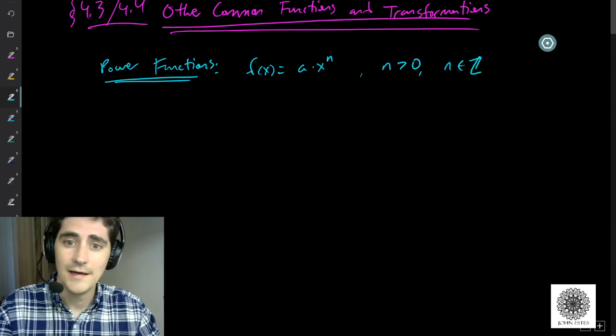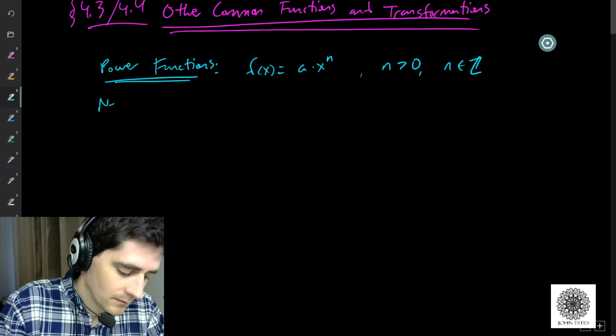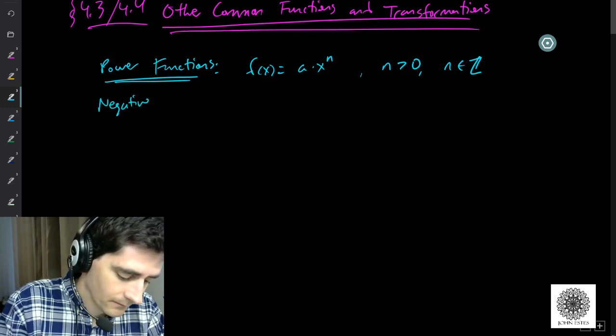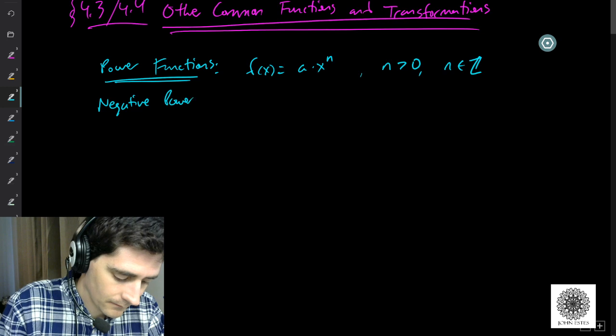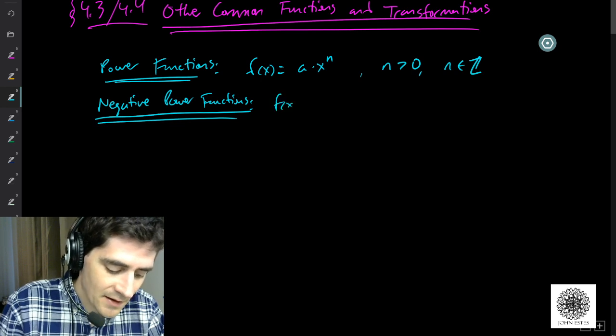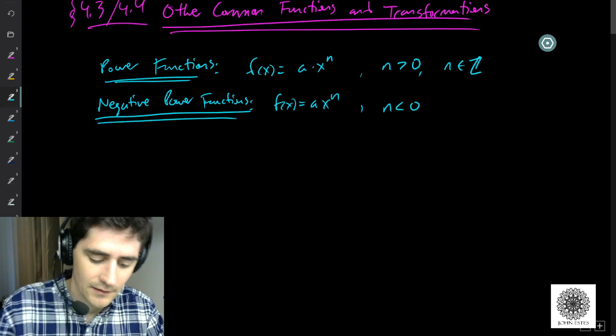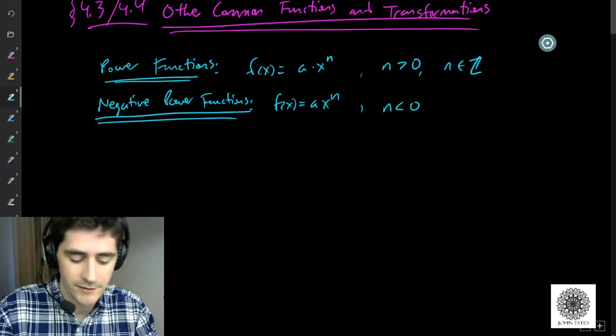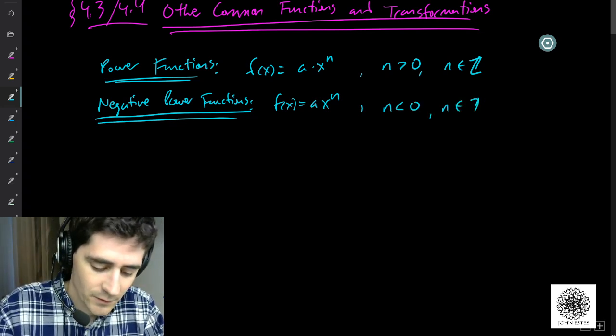We can also have negative power functions. We'll look at those. So the negative power functions look the same, but this time n is negative, but it's also an integer. Okay, those are the first two we're going to look at.